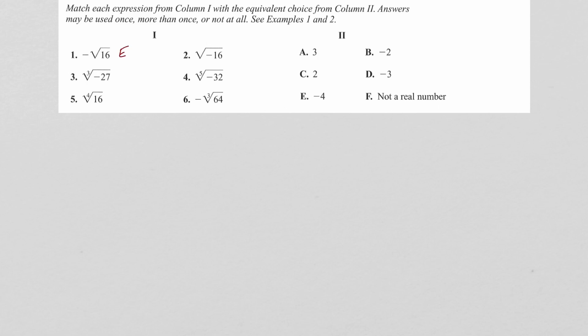For number 2, the negative is in the inside of the square root, and you cannot square root a negative number, so this is not a real number. So that's F.